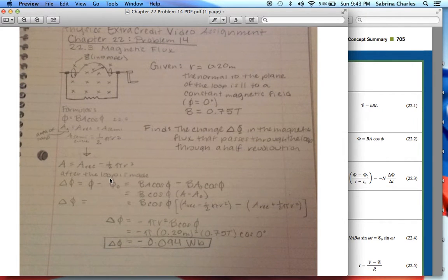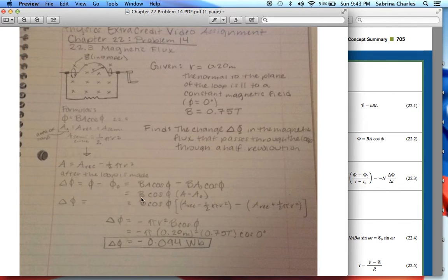All we have to do is find the area. So the final area is equal to A rectangular minus 1/2 pi r squared. This is going to become important later. And after the loop is rotated, the change in magnetic flux is the final minus the initial. So that's BA cosine angle minus BA initial cosine angle.